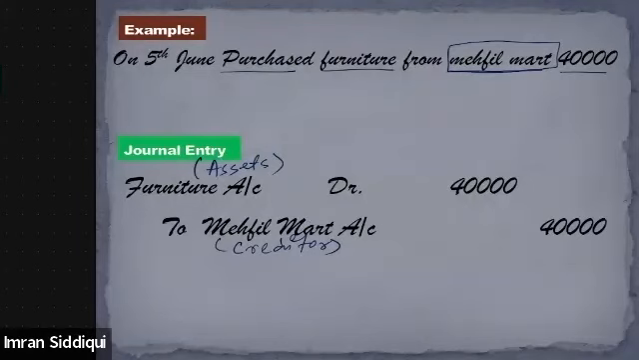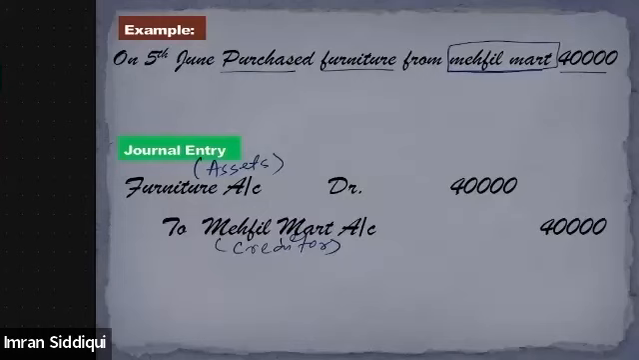Yes or no? Everybody understood this point? This is the journal entry of this transaction. Everybody understood that this transaction is affecting two aspects. Firstly, it is affecting the asset as well as it is affecting the creditors. Asset is increasing and creditor is also increasing by 40,000. Is this point clear to all of you?